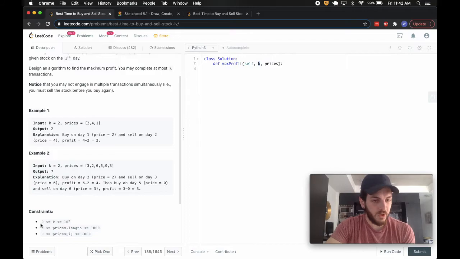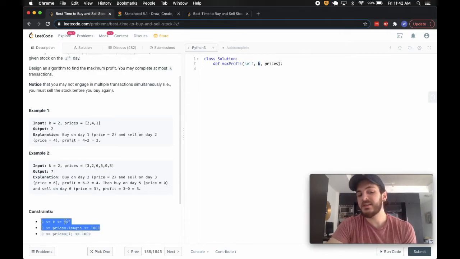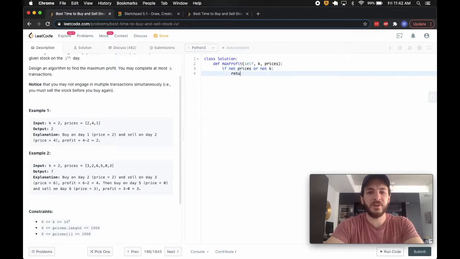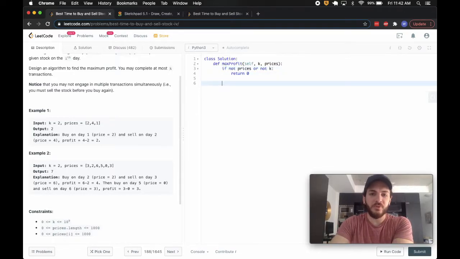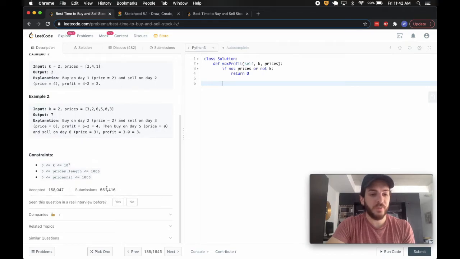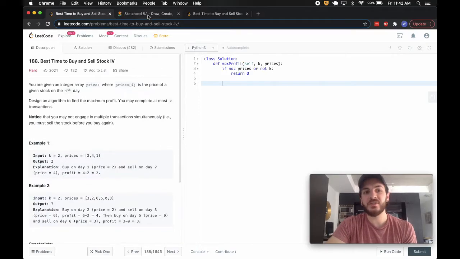Now in terms of constraints, we can have no prices and no k, so that's fine. The only thing this tells us is we're going to need to do some error checking. So maybe even before I forget, I'll throw that in. So we'll see if not prices or not k, we're going to return 0. And then we'll do the rest of the code afterwards, of course. But that's really all that we're gaining from these constraints. Again, super high submission to accepted, low accepted to submissions ratio, which usually is a good sign that it's a tough problem.